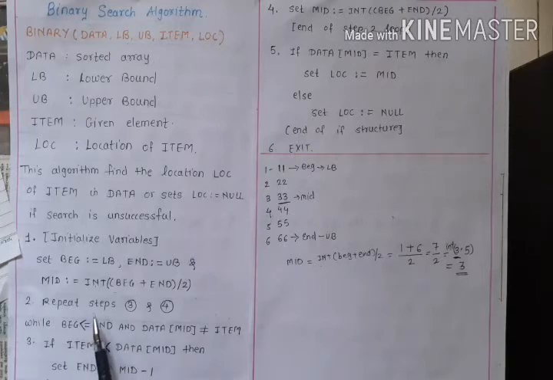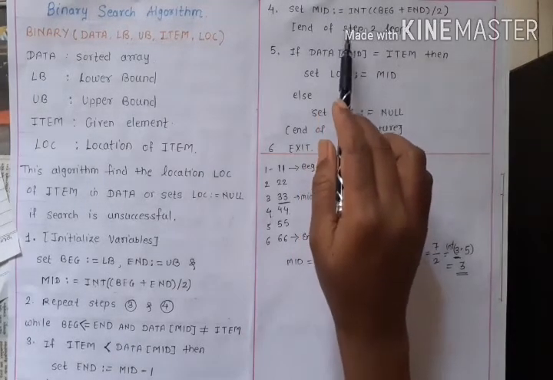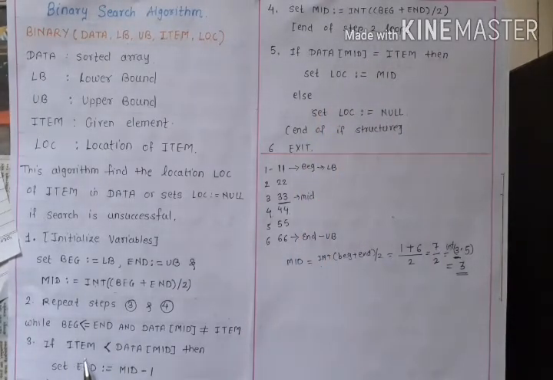See here, the second step: repeat steps 3 and 4 until beg is less than or equal to end and data of mid is not equal to item. If both these conditions are true, then execute the third and fourth steps. What is the third step? If item is less than data of mid, and this condition is true, then set the new ending value, that is end equals mid minus 1.